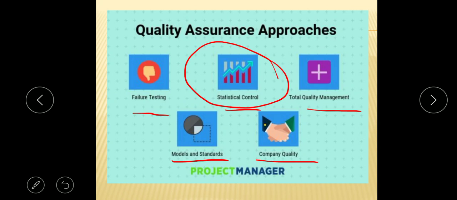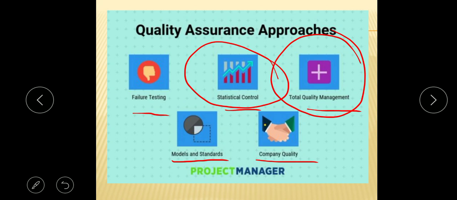This type of quality assurance is based on analysis of objective and subjective data to track quality data and then chart it against common cause variance. Now, what is total quality management? Here, the quality of the product is dependent on the participating constituents.